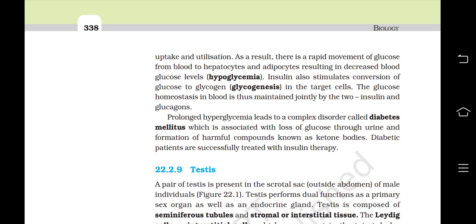Prolonged hyperglycemia leads to a complex disorder called diabetes mellitus, which is associated with loss of glucose through urine and formation of harmful compounds known as ketone bodies. Diabetic patients are successfully treated with insulin therapy.